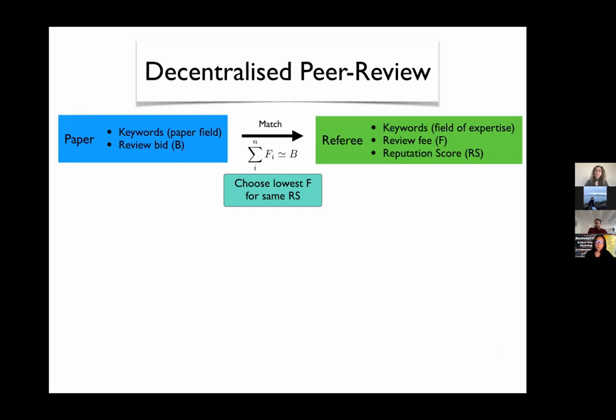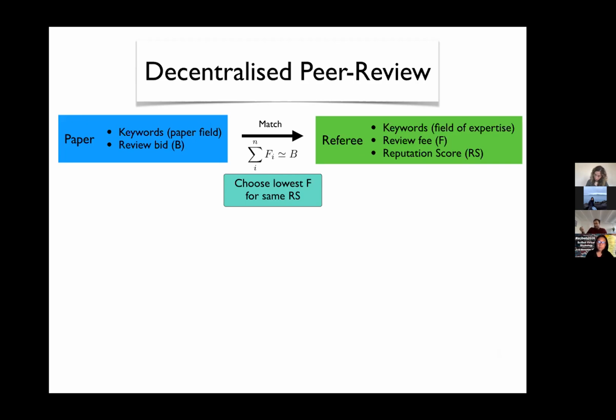So if you want to publish a paper, you send it to a journal, right? Now a paper is characterized by two features. One is the keywords associated to the paper. This is the same as in the current system, right? So for example, if I want to publish a paper on astrophysics, I want to put some keywords there related to astrophysics. Now the difference is that now I'm bidding a review fee to pay for my work, to pay for the peer review work.